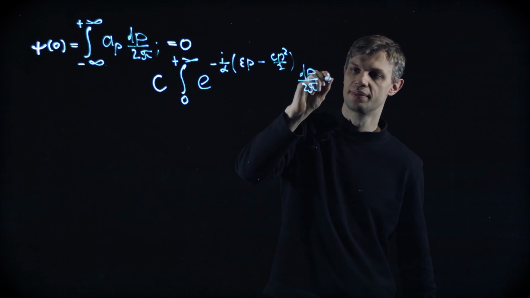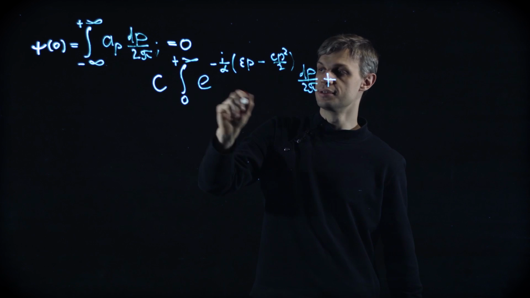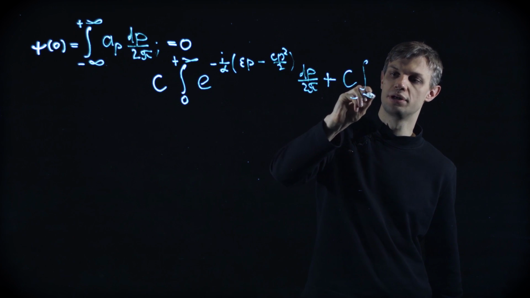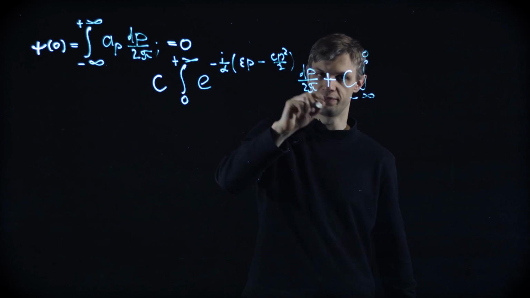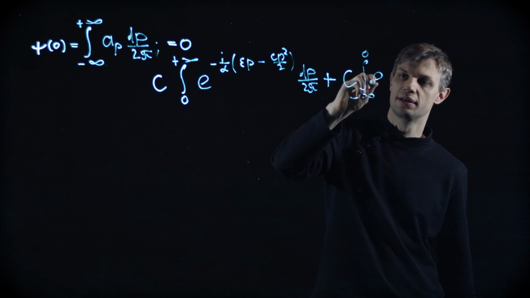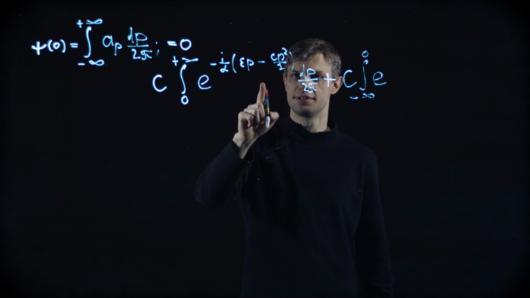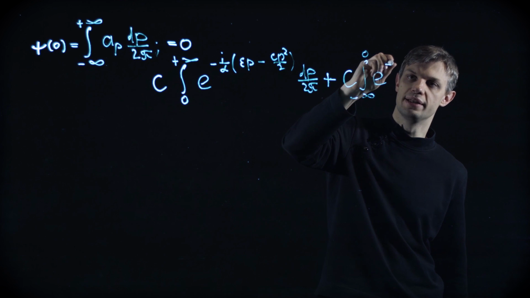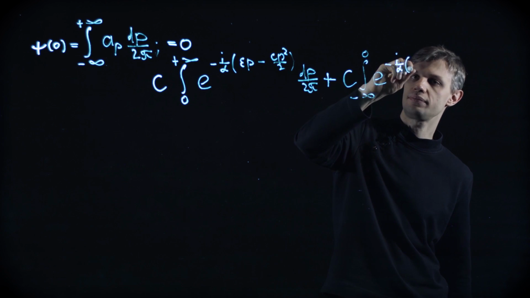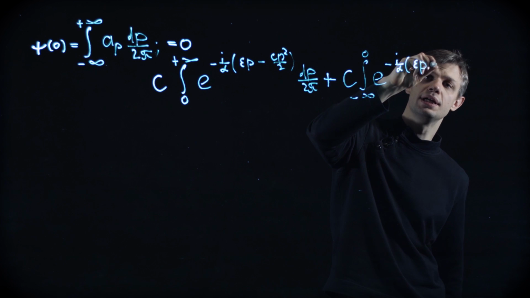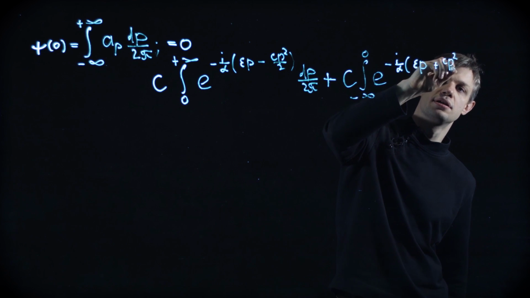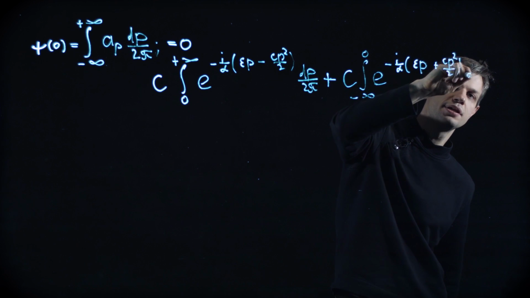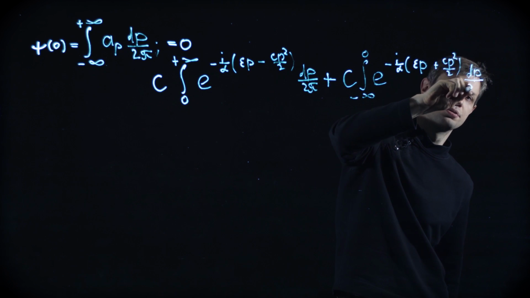Plus the same constant times the integral over negative values of p. And the function is slightly different, so as you remember, c is changed to negative c. So it's minus i over alpha epsilon p plus cp squared over 2, dp over 2 pi.